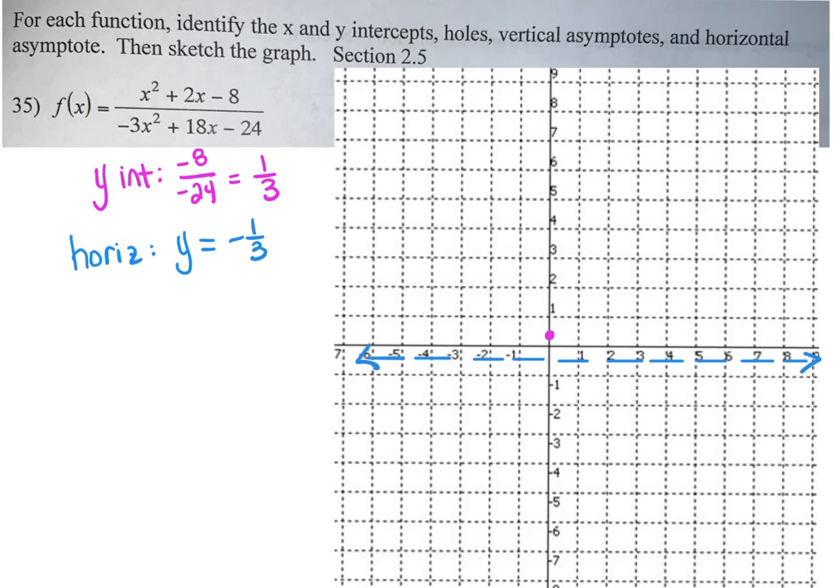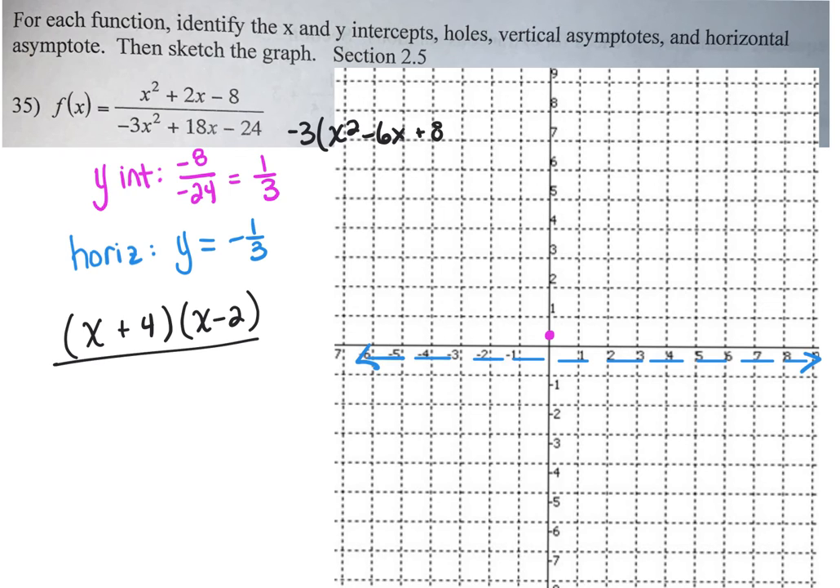All right. And so I'm going to take my equation, and I'm going to factor this out. The top, factors of 8. Let's subtract to give me 2. That would be 6 and 2. So 4 and 2, right? x plus 4, x minus 2. On the bottom, you can actually take out a negative 3. You have x squared minus 6x plus 8. All right. And so you can take that negative 3 out. Factors of 8 that add up to 6. That's 4 and 2, right? So x minus 4, x minus 2.